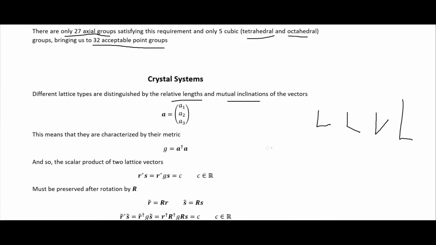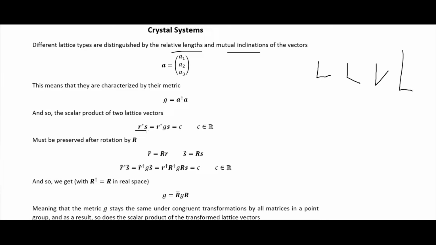And so remember, the metric can be shown as a matrix where each element is a dot product of the different basis vectors. And so the scalar product of 2 lattice vectors, so we have these 2 lattice vectors R and S, the scalar product is defined by G, so we can put that in there, and it has to be equal to some scalar quantity here that's a real number.